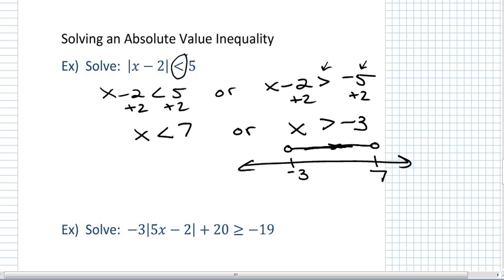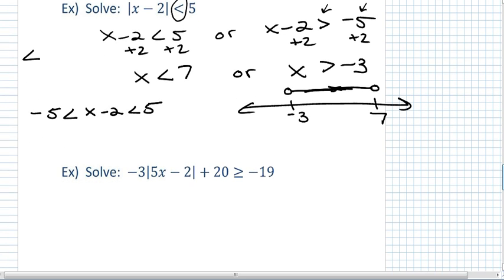So anytime an absolute value is less than like this, we could have set up a compound inequality, meaning we could have written it like that and solved it and got the same answer. So anytime there's less than, we can make it a compound inequality.